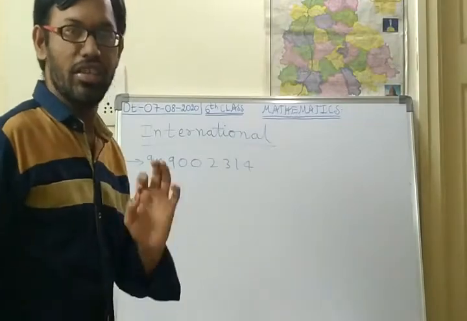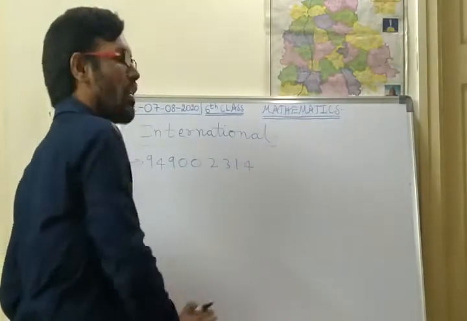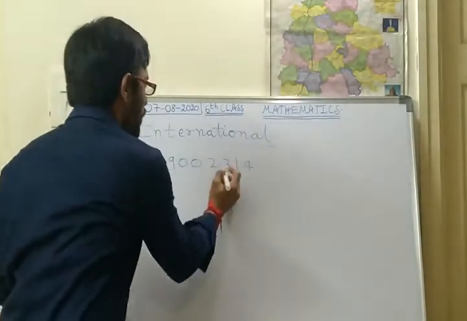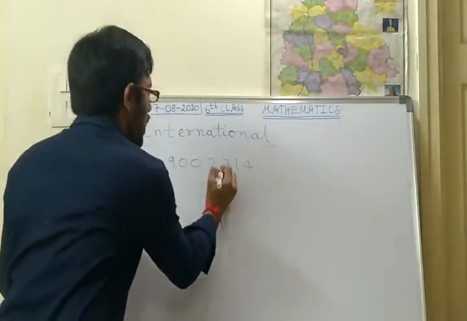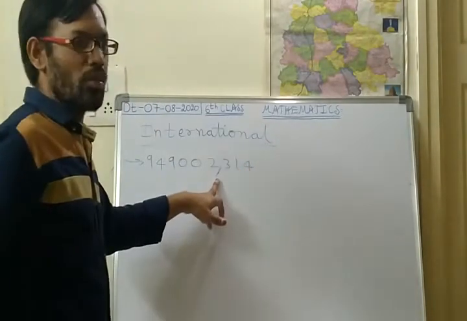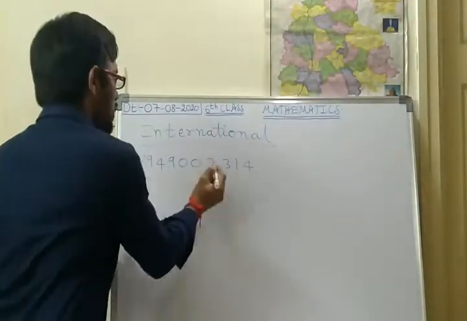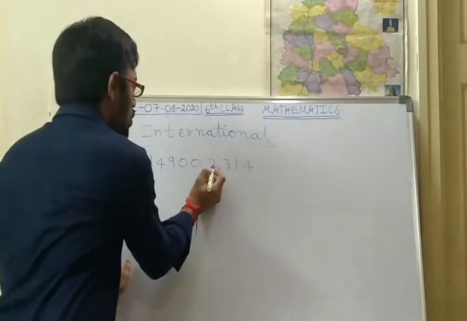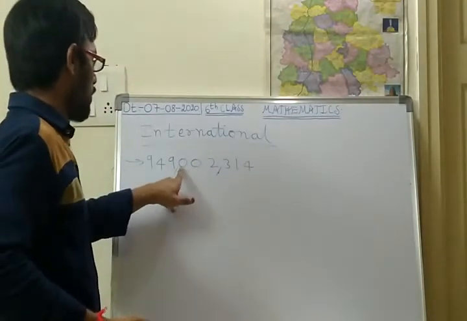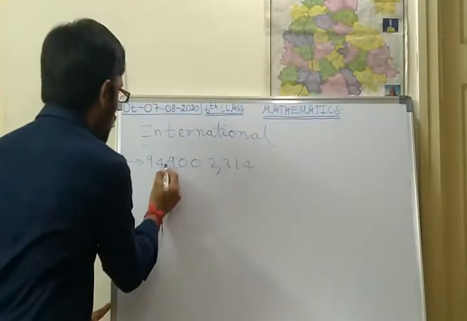International system means how should you keep commas? First of all, identify the commas. Starting from the right side, the first comma will be placed after 3 digits: 1, 2, 3. After 3 digits, I am placing a comma. The next comma will come again after 3 digits, starting from here: 1, 2, 3. After 3 digits, I kept it. Again the next comma will come after 3 digits: 1, 2, 3.